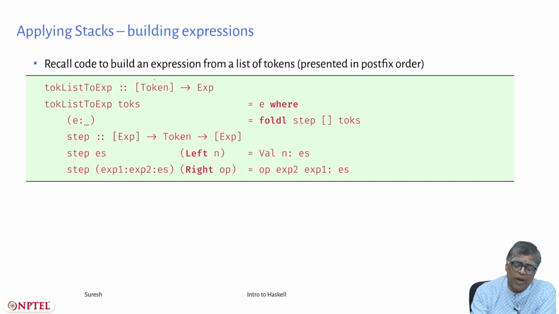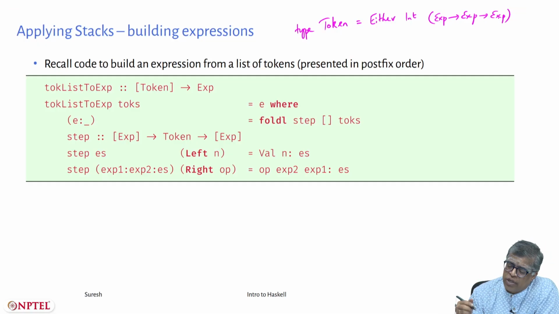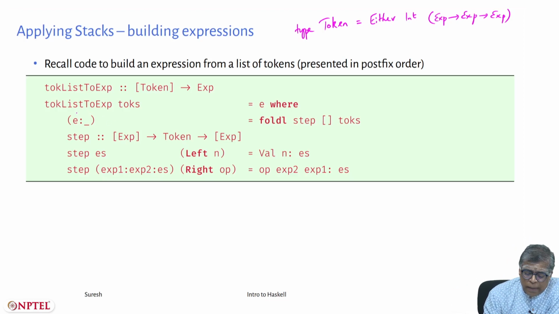So we had a list of tokens, and depending on what the tokens were, the token was defined to be either an int or an operator, an Either type: Either Int (X -> X -> X). You either specify an integer by saying Left n, or you specify an operator by saying Right op. So you have a list of tokens, and what we wanted to do was, from a list of tokens, get an expression.